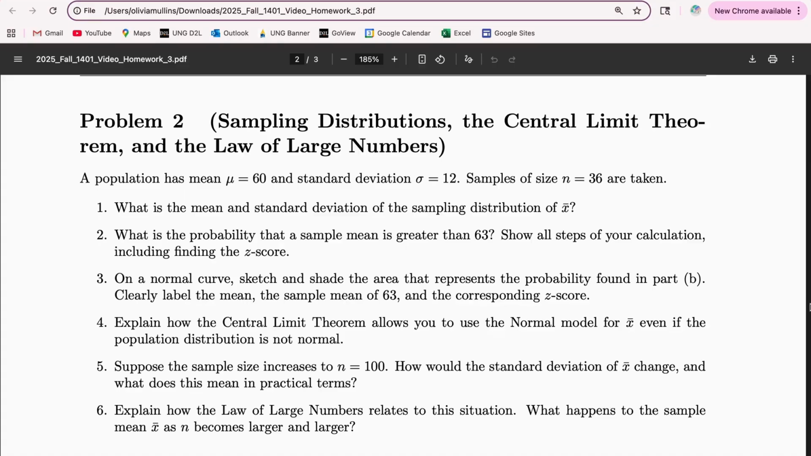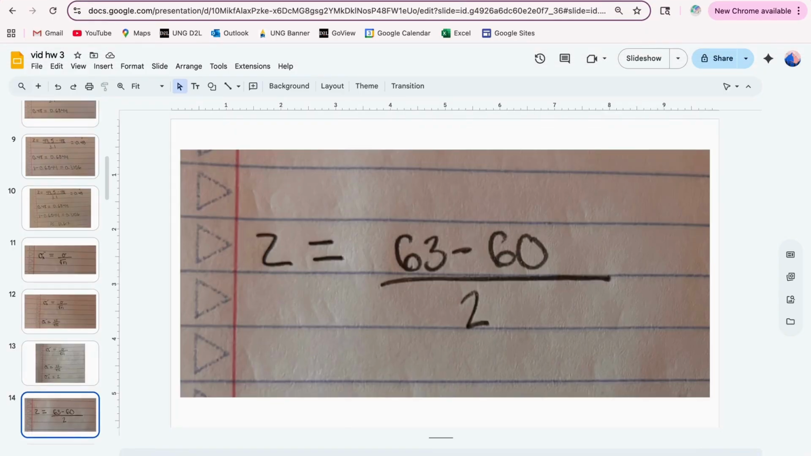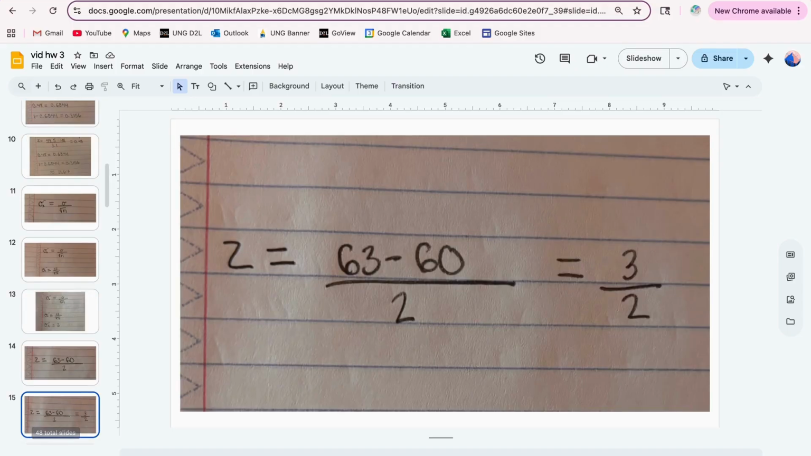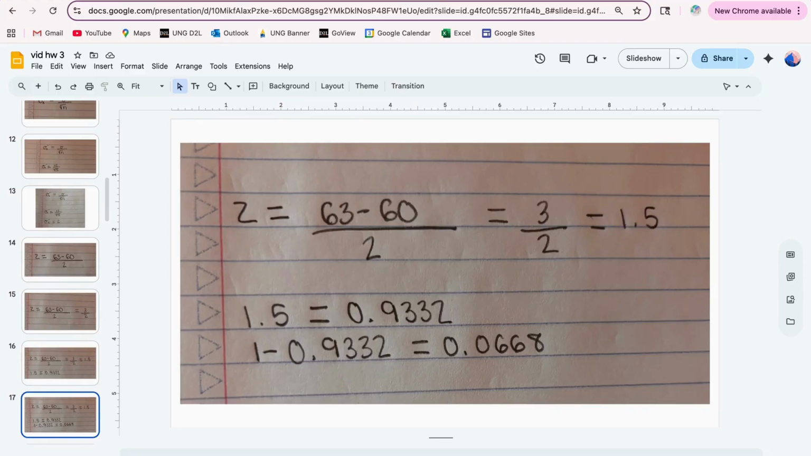Moving on to question 2, it says, what is the probability that a sample mean is greater than 63? Show all steps of your calculation, including finding the z-score. To standardize, we use the formula z equals 63 minus 60 over 2. That simplifies to 3 over 2 equals 1.5. And looking up 1.5 in the z table, it gives us 0.9332.